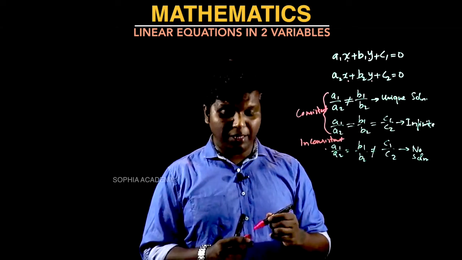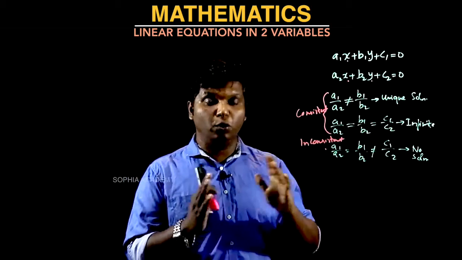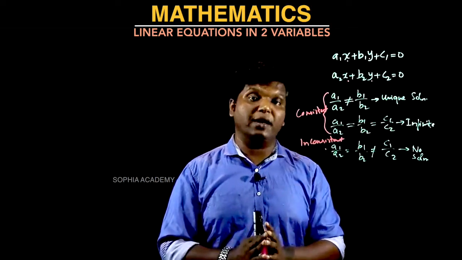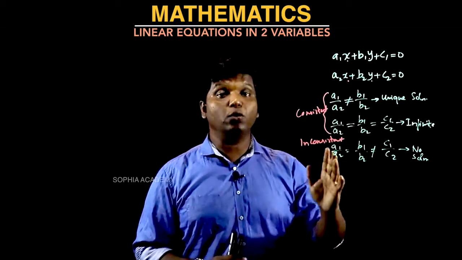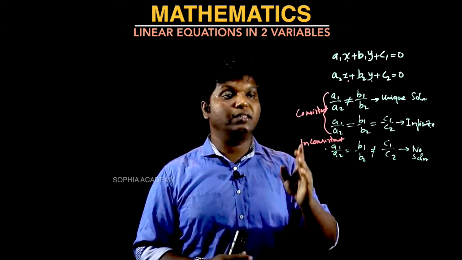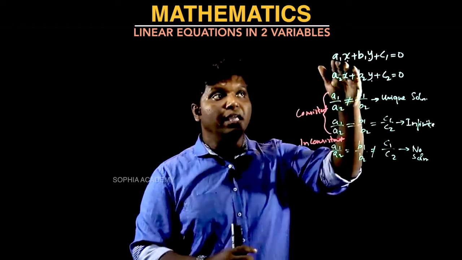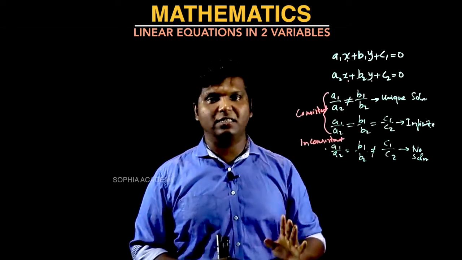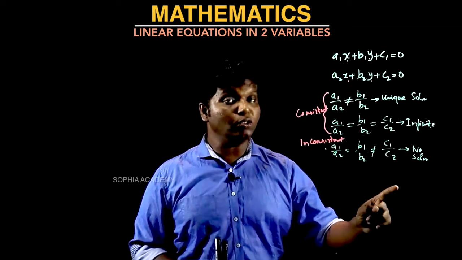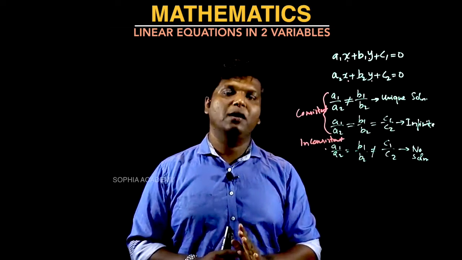Is that clear? That means in simple words we can say, in a system of linear equations, if there is a solution, it may be one or it may be plenty, it doesn't matter. If there is a solution, that's what we call a consistent system. Whereas if there is no solution, definitely we will say inconsistent. You must keep this in your mind.